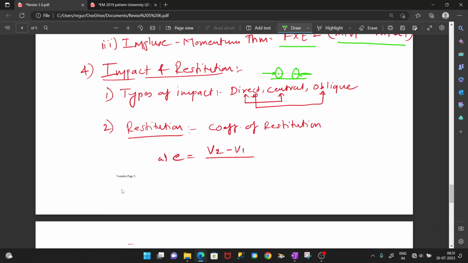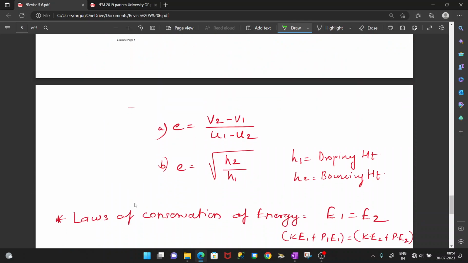It may be possible that this theory part can be asked in the examination. Now, unit number two, second type, that is impact and collision, restitution. So we have to deal with the coefficient of restitution. What is the coefficient of restitution? It is (v2 minus v1) divided by (u1 minus u2).